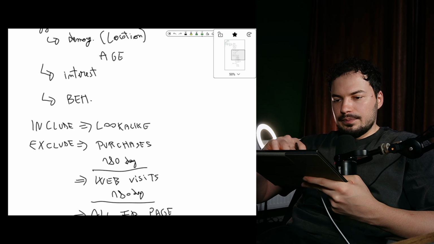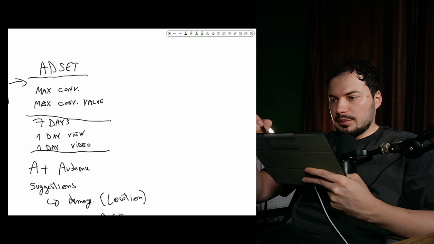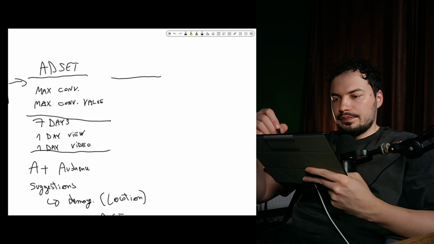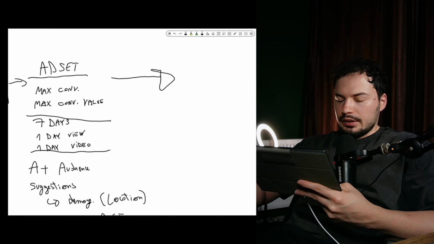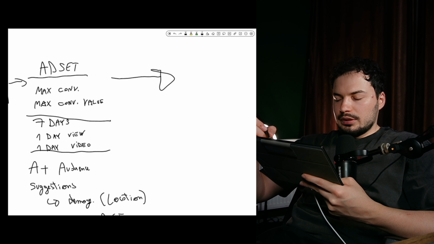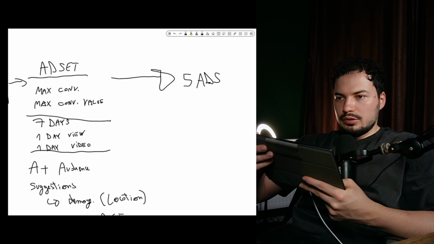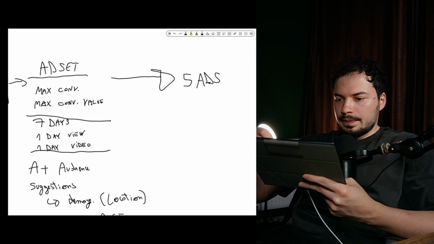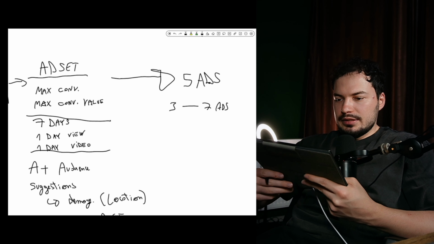Now we go to the ad level. So we have the ad set level, and now let me change the color again to black. We go to the ad level. Now at the ad level, you need not only one ad, but you need 5 ads. It's best if you have 5 ads, but you can also have 3 or 7. So 3 to 7 different ads.